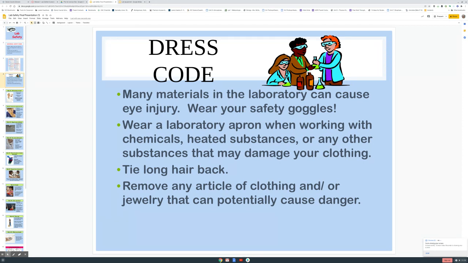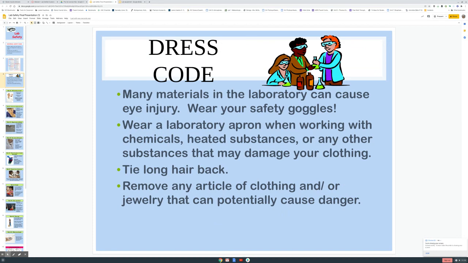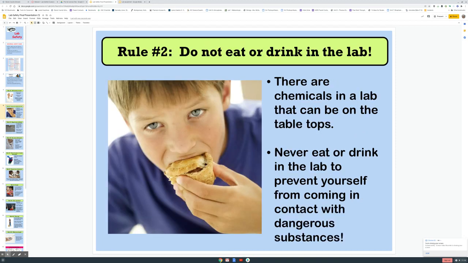Lab apron if we're working with chemicals or heated substances. Tying your hair back. Removing anything that might dangle or get in the way that could cause injury. No fooling around. No horseplay, following directions, listening to the teacher, respecting those around you. Do not do your own experiments without the approval of the teacher. We don't eat or drink in the lab. There are chemicals that could have been used on these tabletops, and the equipment is not sterilized. So you just don't eat or drink, or definitely do not taste anything that we do in the lab.